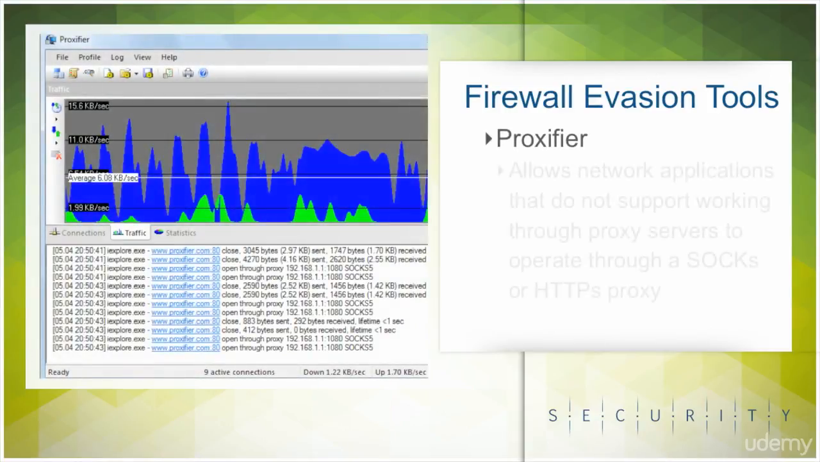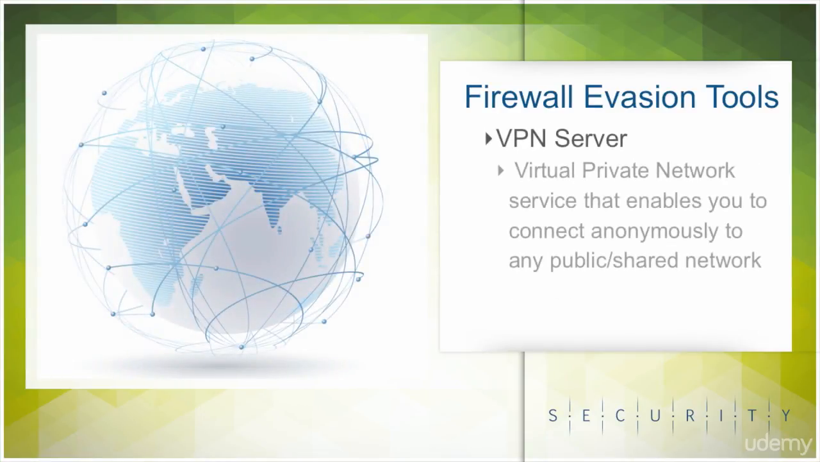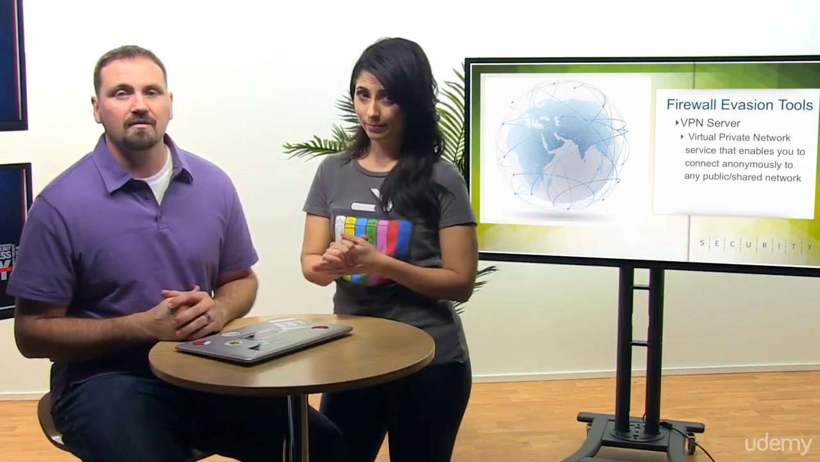And Proxifier allows network applications that do not support working through proxy servers to operate through a SOCKS or HTTPS proxy and chains. VPN Server is a virtual private network service that enables you to connect anonymously to any public shared network. You'll be able to send and receive data through an encrypted point-to-point connection, enjoying full security, privacy, and functionality. For example, on Twitter, Facebook, YouTube, Skype, VoIP, and any other website by connecting to a VPN server.